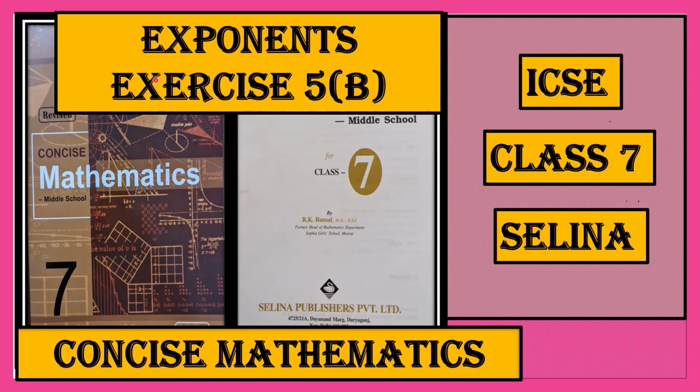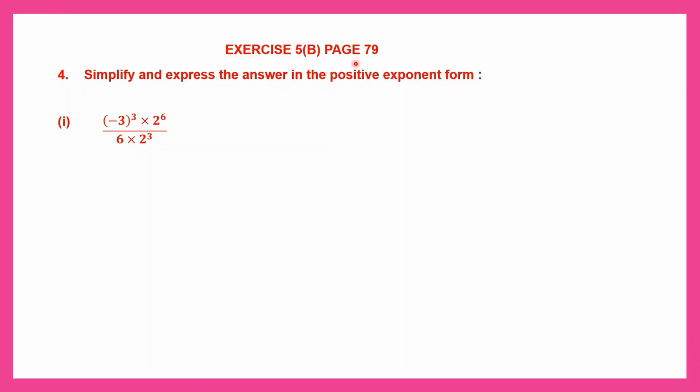Hello students, let's do exponents exercise 5b. Exercise 5b is on page number 79 and we are with question 4. Simplify and express the answer in the positive exponent form. That means our final answer should have a power that is positive.